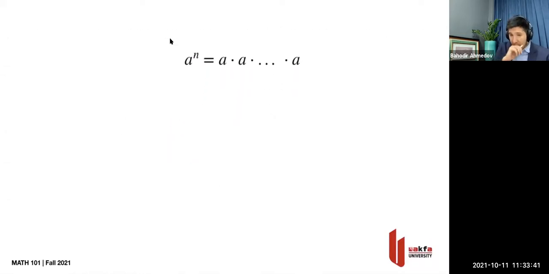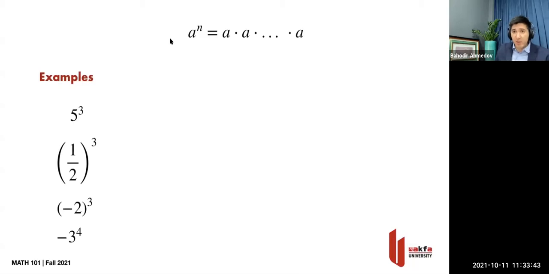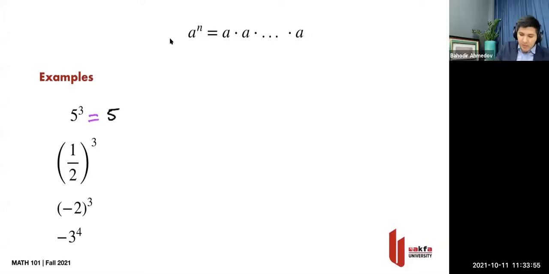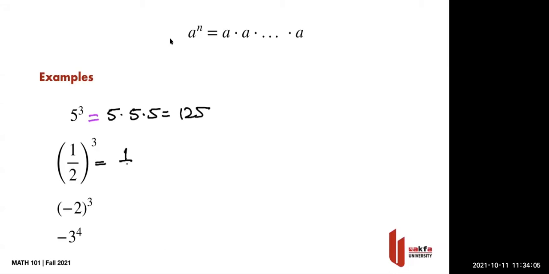There are a couple of operations with exponential numbers, but before we do this, let's do some exercises. What is 5 to the power of 3? 125. Okay, in order to do this, I need to multiply 5, 5, and 5. It's going to be 125. What about 1 over 2 to the power of 3? 1 over 2 times 2 times 2, so 1 over 8.